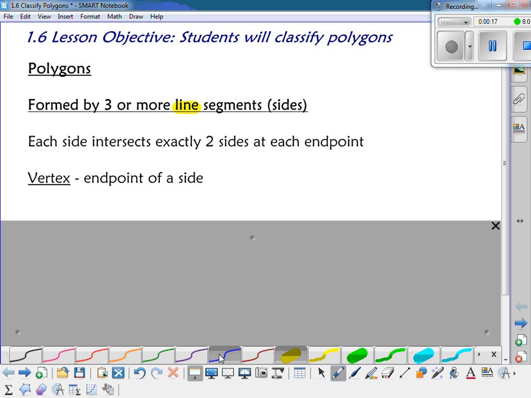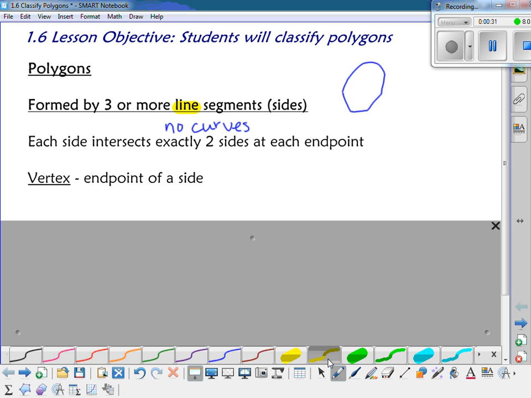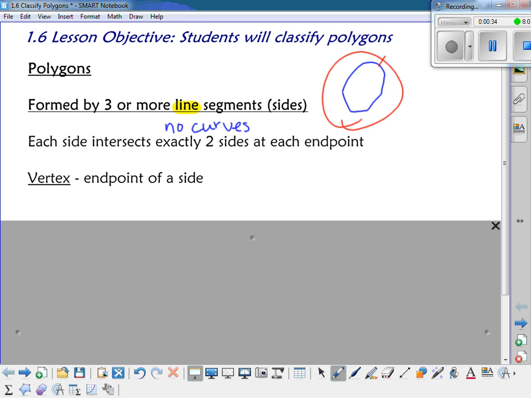That means that there are no curves when you're drawing a polygon. So I can't have several straight sides and then draw a curve. That is not a polygon. So just so we're clear on that, that is not a polygon.